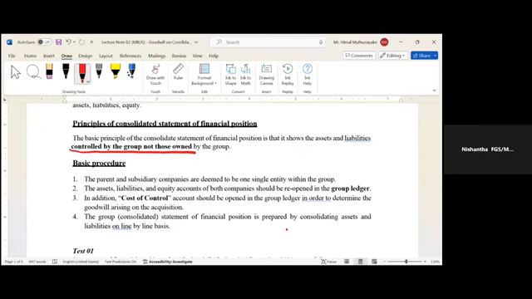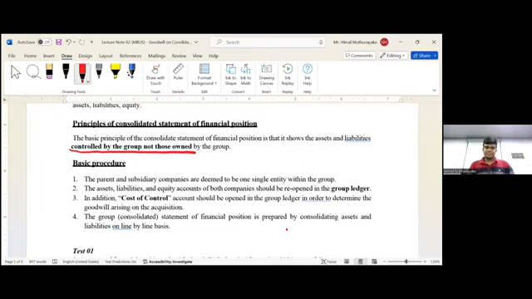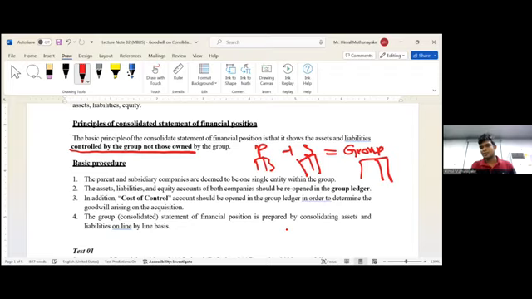Okay, so the basic procedures. The parent and subsidiary companies are deemed to be one single entity. As I mentioned before, you have separate financial statements for the parent company and the subsidiary company, and if they get together, we call it the group. So you need to prepare one financial statement for the group of companies. We call it a single entity within the group. These two, P and S, the parent and subsidiary, become a single entity within the group.